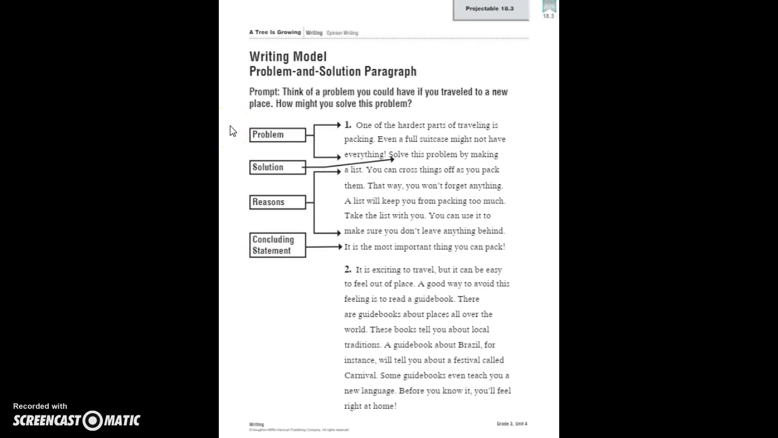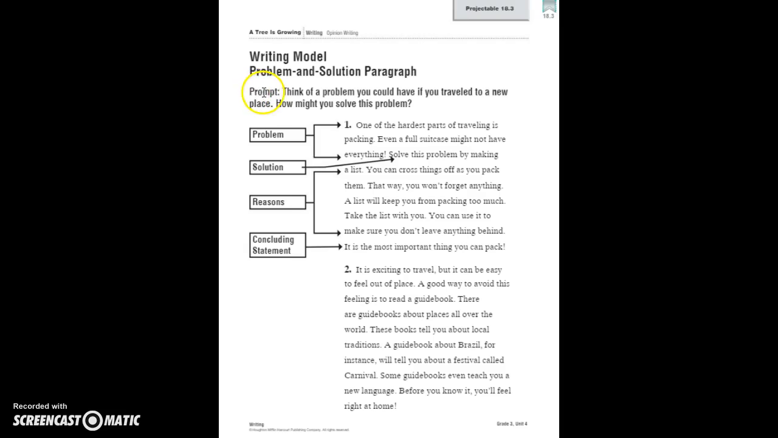What makes a great problem and solution paragraph? The problem is clearly stated at the beginning. An opinion poses a solution to the problem. Reasons and examples support the solution. And a concluding statement makes a final statement about the solution.